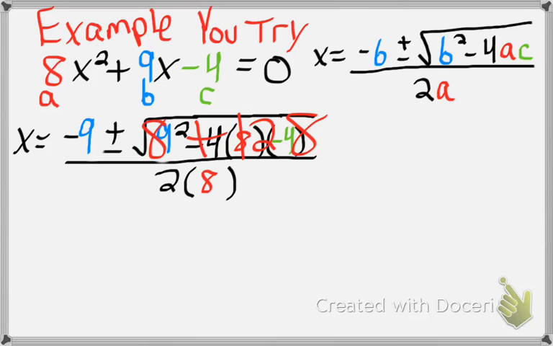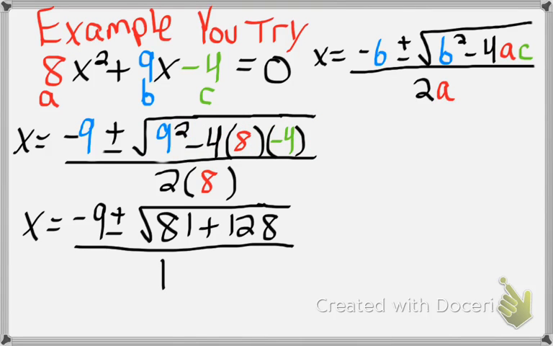And 9 squared, well, that's 81. So on the inside we have 81 plus 128. I'm going to get more neat though when I write that. And of course on the bottom, 2 times 8 is 16. Okay, so now add those together on the inside. You're ready to go on to the next step.